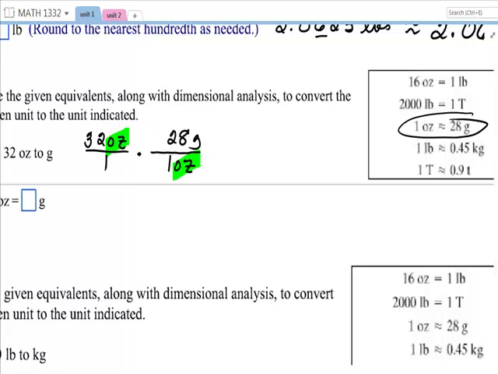I'm all good. I need to multiply 32 times 28, and I'll just ask my calculator to do that for me. I get 896. 1 times 1 is 1. I'm not going to write that as a denominator. I have 896 grams. So 32 ounces is the same as 896 grams.